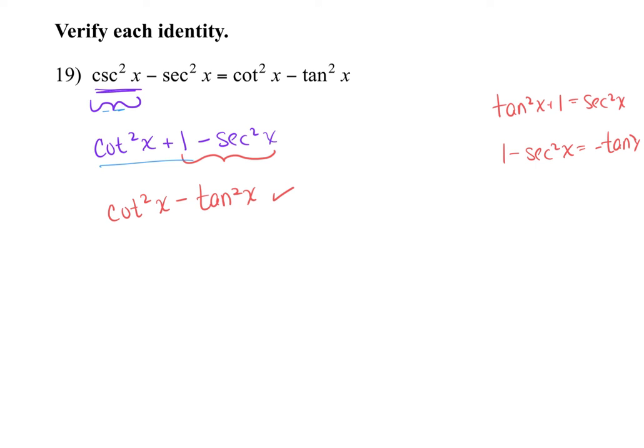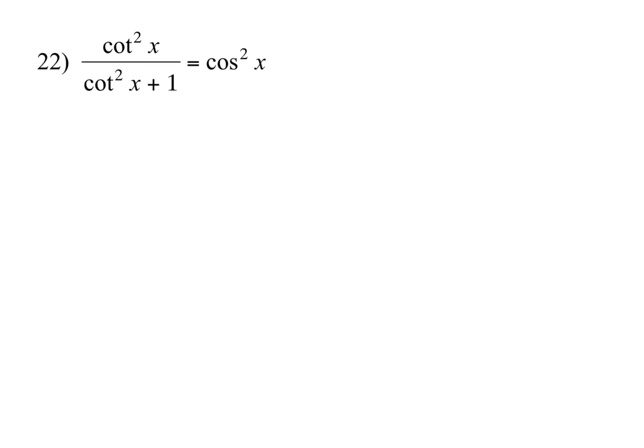Great. But you could have done the other side and changed the cotangent squared to the cosecant squared, etc., and gone from there. All right, cotangent squared on top, cotangent squared plus 1 on bottom, and I want it to be cosecant squared. I would actually deal with the Pythagorean piece first. So obviously this is a Pythagorean identity, right? Cotangent squared. So I'm going to leave the top alone. Cotangent squared plus 1 is cosecant squared.